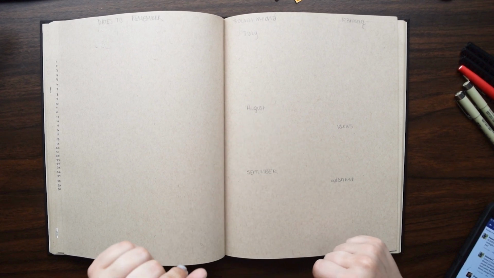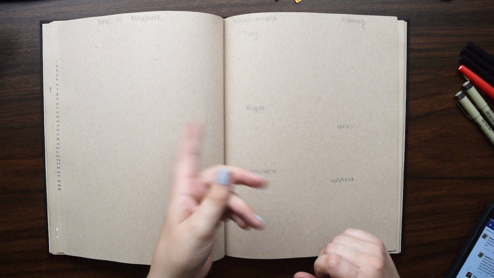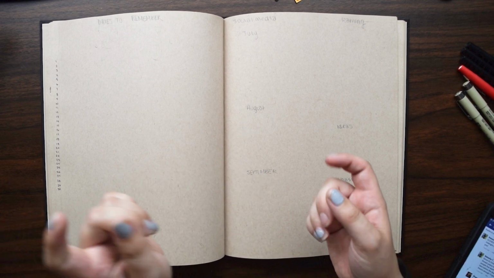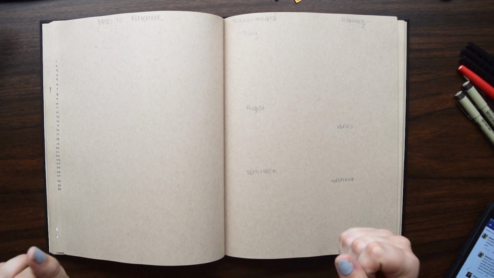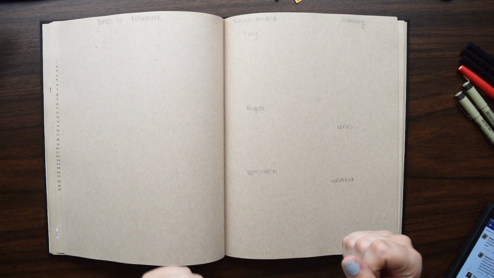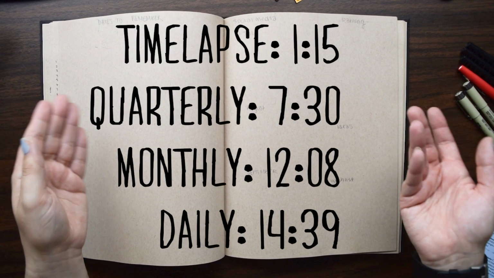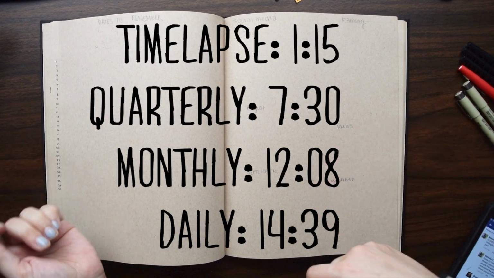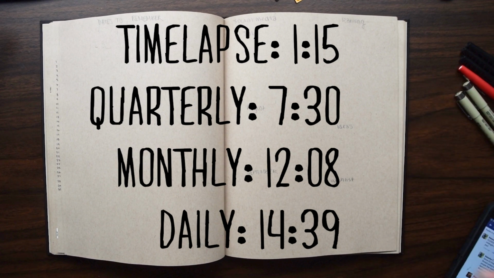As usual, I'm going to go ahead and run the time lapse of me making my pages. Then I'm going to go over the quarterly, since it's a new quarterly this month, and also then my monthly and daily pages. Here are the times for those, so if you want to skip ahead. If you don't like the time lapse, you can go ahead and skip to the quarterly and that'll start my explanation.